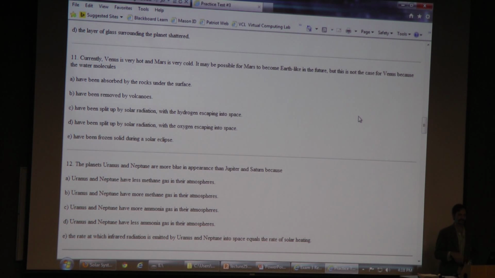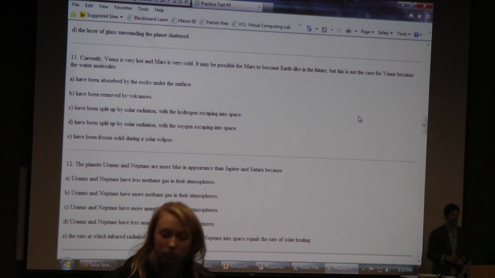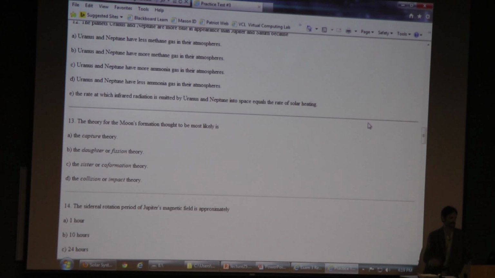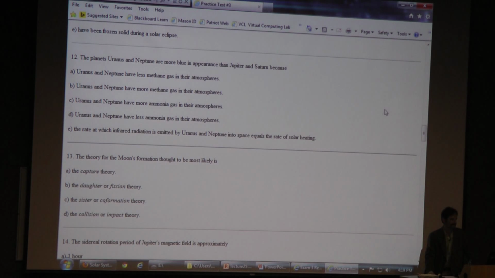The coldness of Mars could be reversed in the future because we can heat up and melt the ices that are underground. But we can't change Venus because the water molecules have actually been destroyed. So this would be C. The water has been split up by solar radiation with the hydrogen escaping into space. Again, that's the chemical change on Venus, but on Mars, not a chemical change, just freezing. So we could theoretically heat up Mars and actually reconstitute its atmosphere.